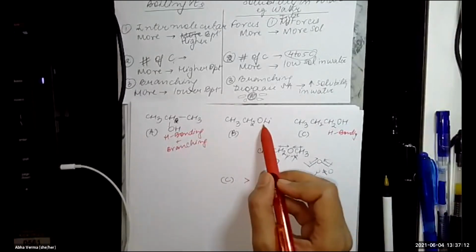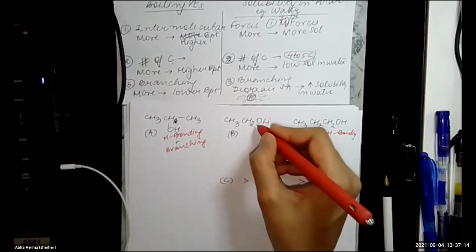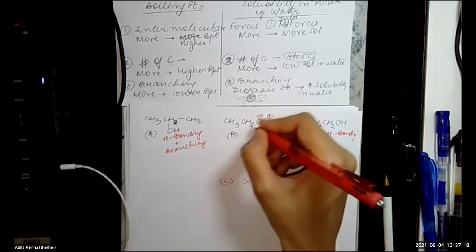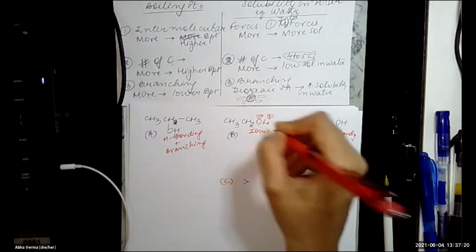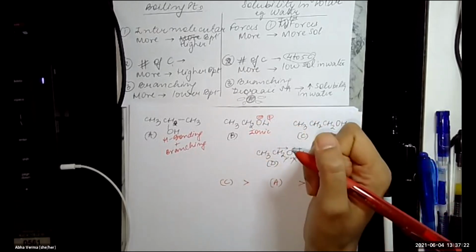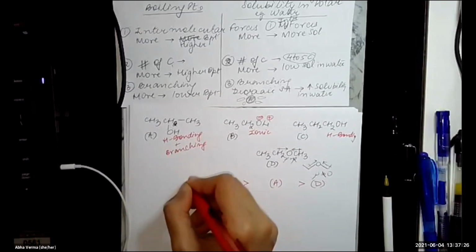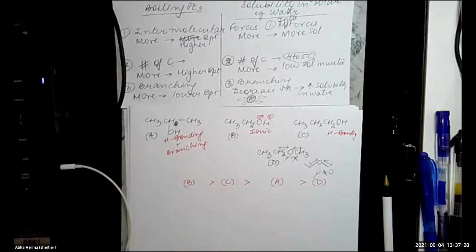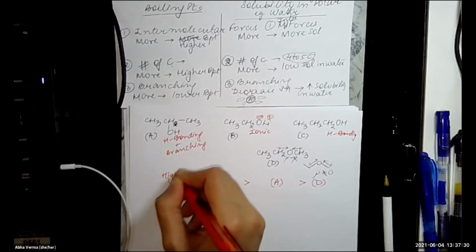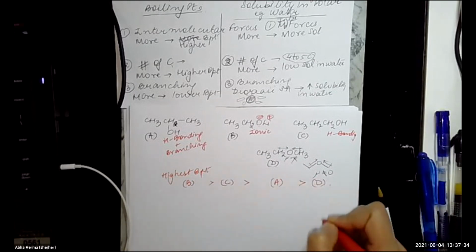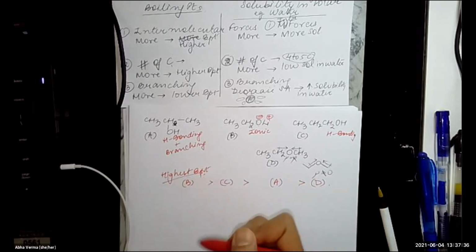And so what happened to this guy? This has a formal charge on it. And so the kind of molecular force that we see here is the ionic kind. And so out of all of these, this will have the highest boiling point. Weakest boiling point, highest boiling point.